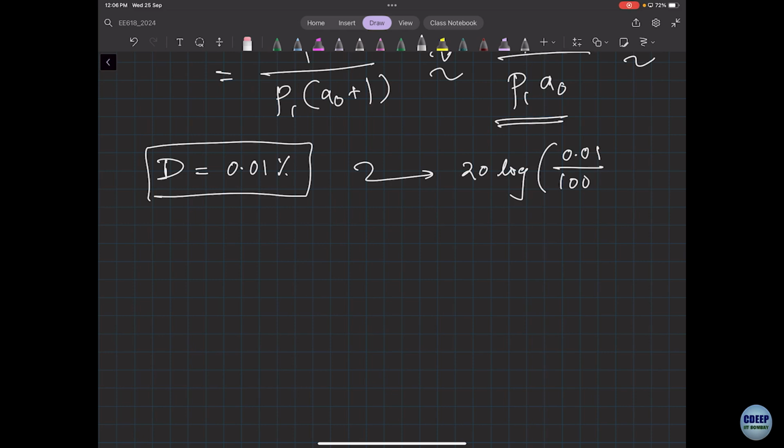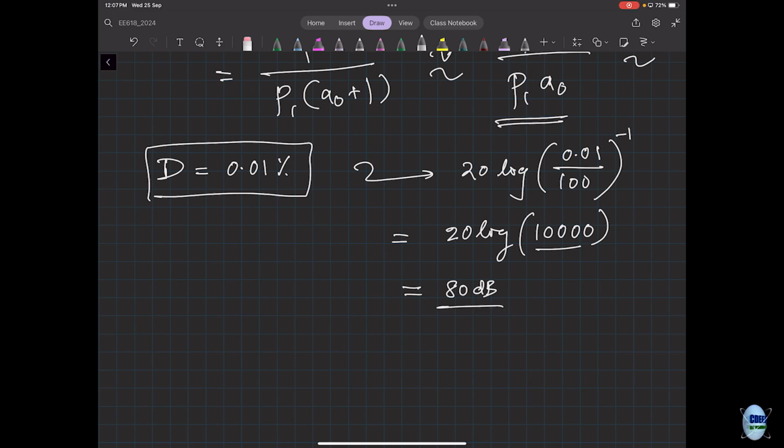0.01 divided by 100, because it's percent, reciprocal of that. So this becomes 20 log of 10000. And what is this number? Yeah, Joel? 4. So this becomes 80 dB. Now, quick rule of thumb: 6 dB is 1 bit. Why is 6 dB 1 bit? Because with 1 bit you go either 0 or 1, two states. So that's a factor of 2, which comes out to be 6 dB. So this is 1 bit.